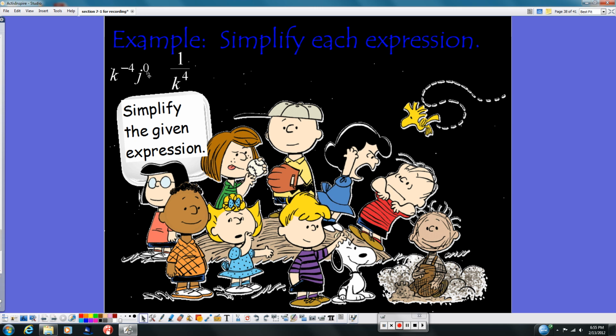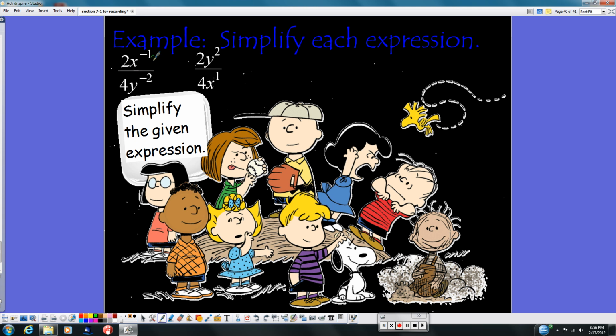K to the negative fourth, j to the 0. The k has a negative exponent. It's going to go to the bottom. Anything to the 0 power is equal to 1, so it's just 1 over k to the 4th. Here, the only thing that has a negative exponent is this t. So that's going to come up to the top, and everything else is going to stay put. So 7st to the third over 5.